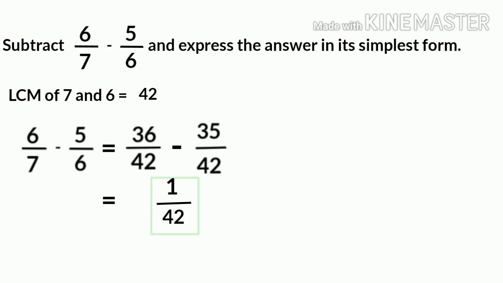Now that we have got the answer by subtracting the fractions, we need to express the answer in its simplest form. But if we observe the numerator and denominator of this fraction, we can say that they have no common factors except 1. So the fraction is already in its simplest form. And we also need not change the fraction into a mixed number because the numerator is not greater than the denominator. So 6 by 7 minus 5 by 6 is equal to 1 by 42.